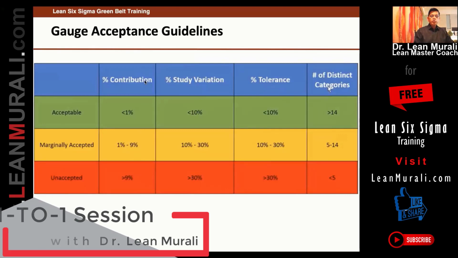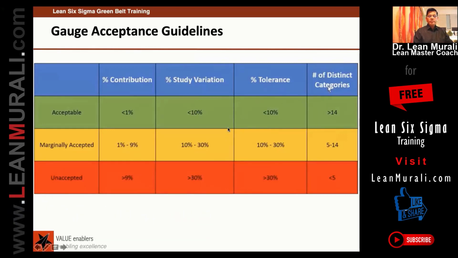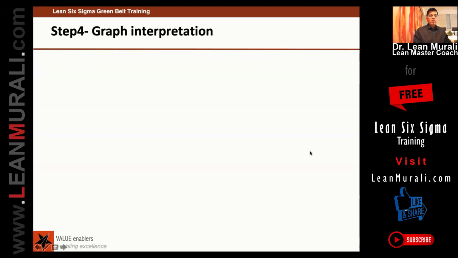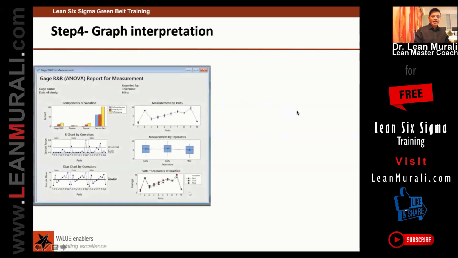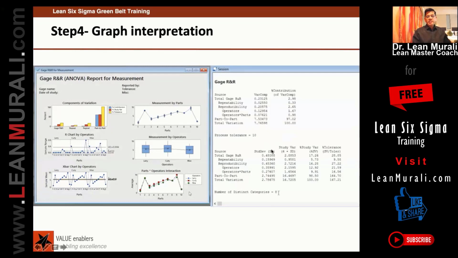And the readings you should interpret with these numbers. There are graphs which come like this. But what you have to see is this part-to-part variation. How many of you see part-to-part variation here? Actually, that variation should be high, because we only want variation from the part, which is the process variation. And there is a variation from the gauge also. We want the variation in the gauge to be as minimum as possible, and variation in part to be as maximum as possible.